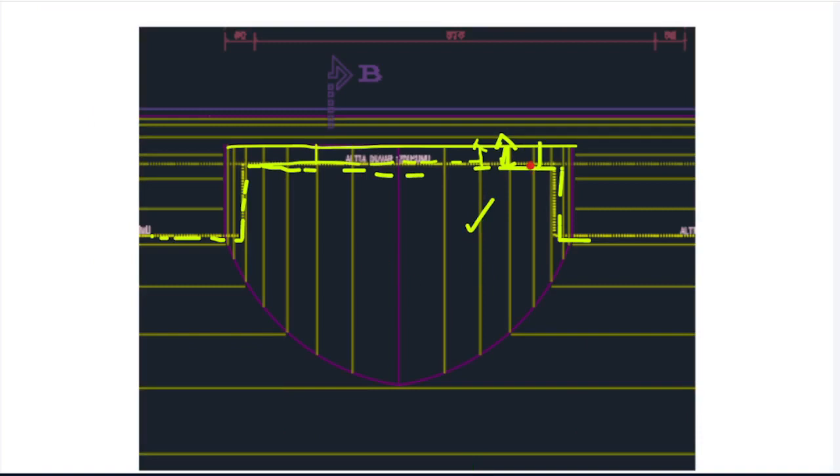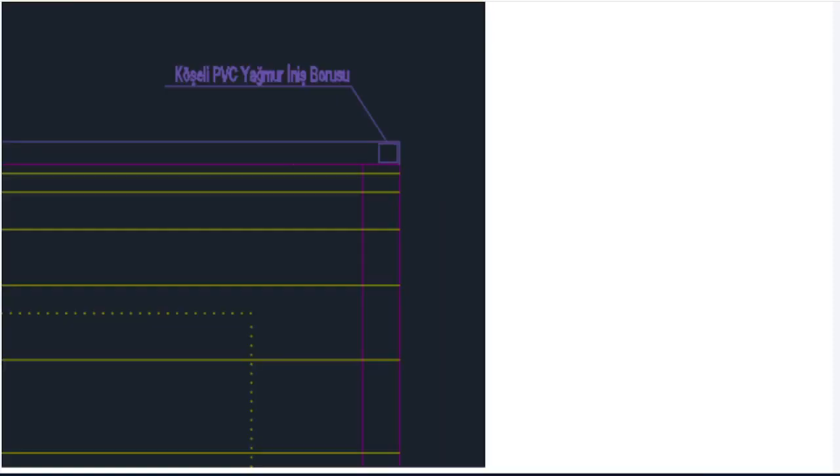10 centimeters. Altta duvar izdüşümü. Where did it go? It should be 10 centimeters at least, this part. So if you have a wall supposed to be here, it should work like that. Keep it in your mind.